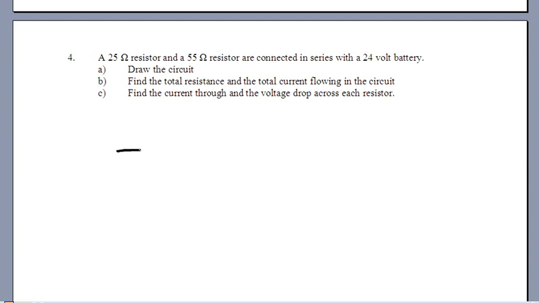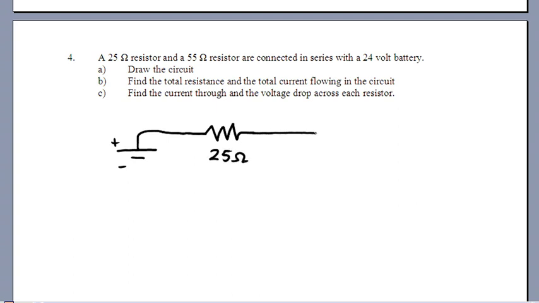So I'm going to put my battery in here. The big end of that is positive. And then from my battery, I'm going to go off and do a series circuit. So I've got my first resistor. Maybe this is my 25 ohms.